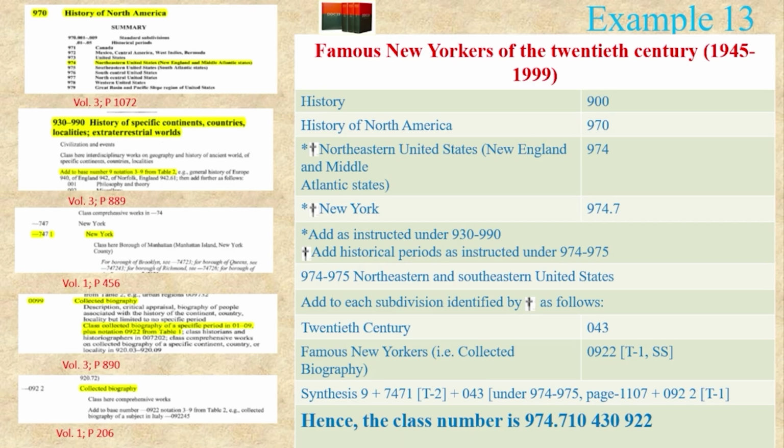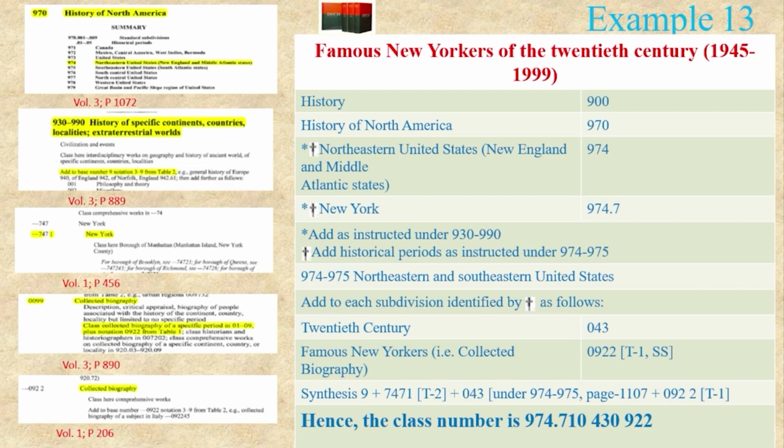Add as instructed under 930 to 990. Add as historical periods as instructed under 974-975. Here is another instruction. 974-975 Northeastern and Southeastern United States, add to each subdivision identified by these punctuation marks as follows. Here the 20th century falls under 043. As per the instruction under 974-975, that is famous New Yorkers, that is collected biography, that will come from the table 1, that is standard subdivision, and this number is -0922.